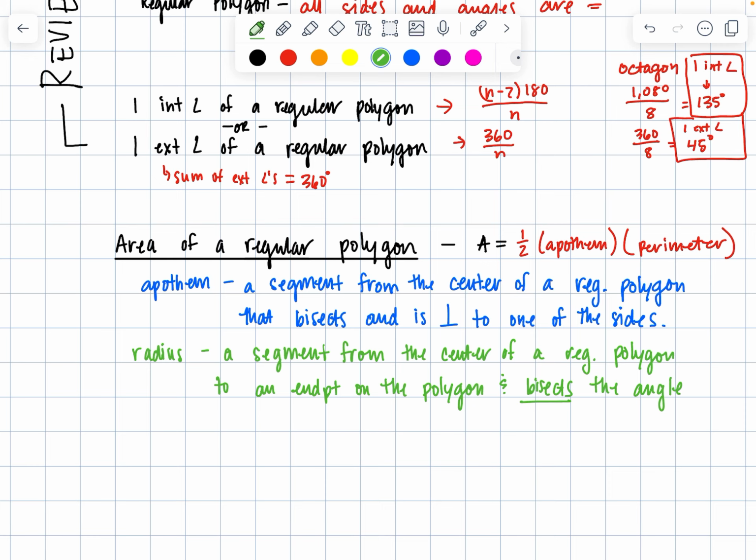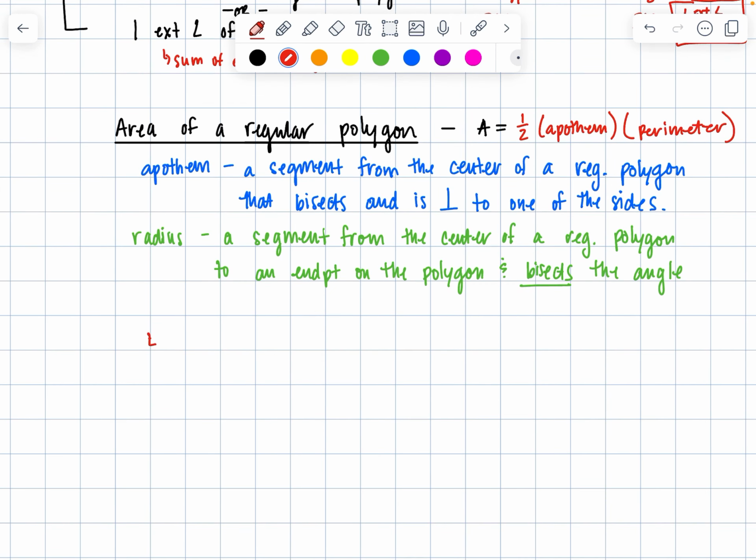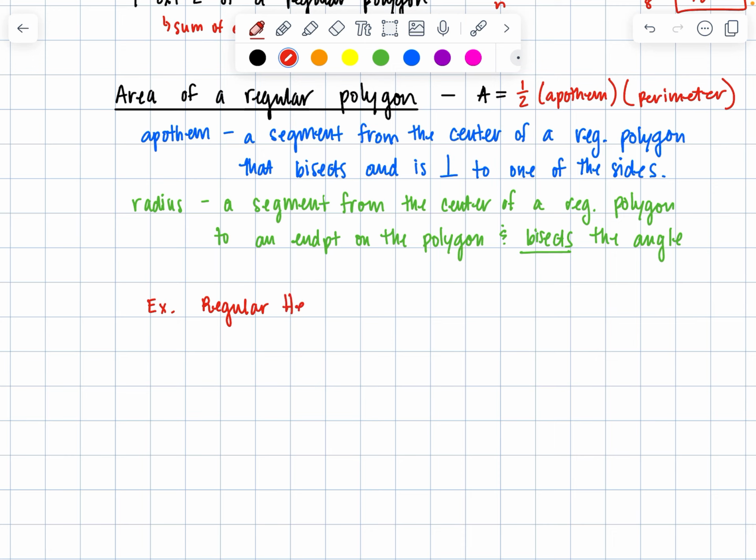Okay, so a lot going on here, 2 new definitions. Let's work with a regular hexagon as our only problem for the day. So let's say this is our only example. A regular hexagon. Regular hexagon entails that we have 6 sides. So that means we could draw one out. Does not have to be perfect. 6 sides. All sides are congruent, which is nice. All angles are congruent as well, because it is regular after all.